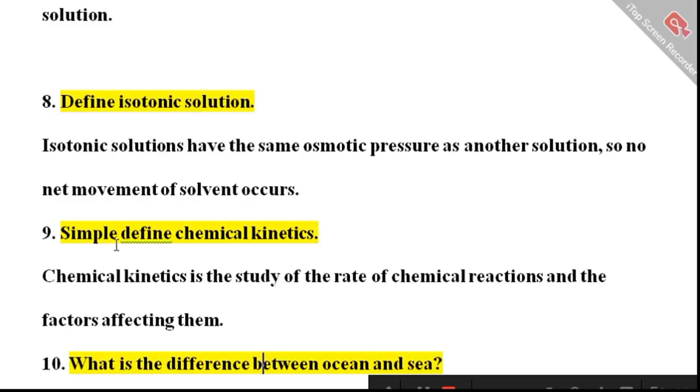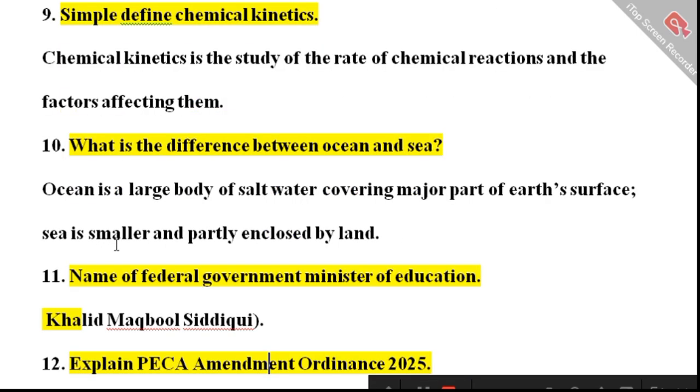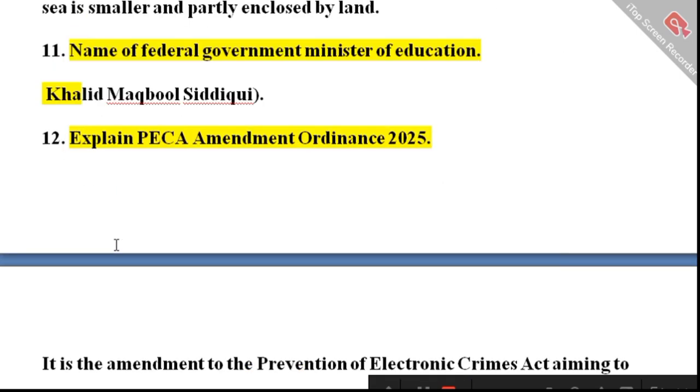Define osmotic pressure. Osmotic pressure is the pressure that stops the osmosis of a solution. Define isotonic solution, having the same osmotic pressure. So there is no net movement of solvent. Simply define chemical kinetics. Kinetics is the study of the rate of reaction.